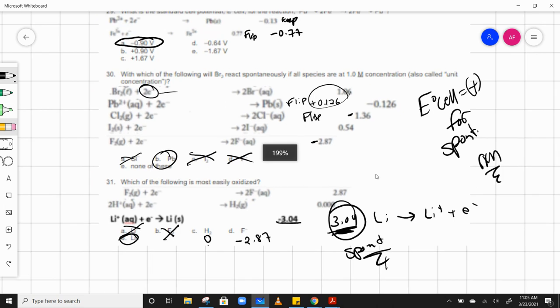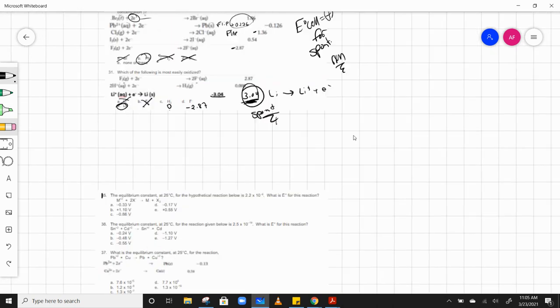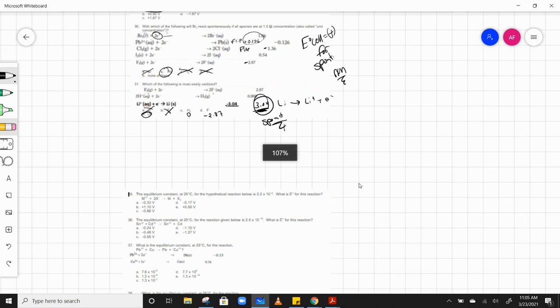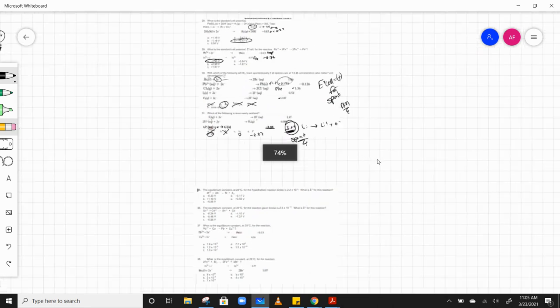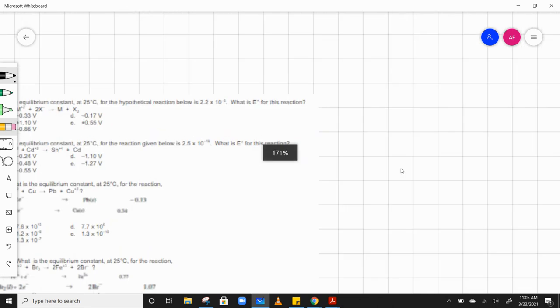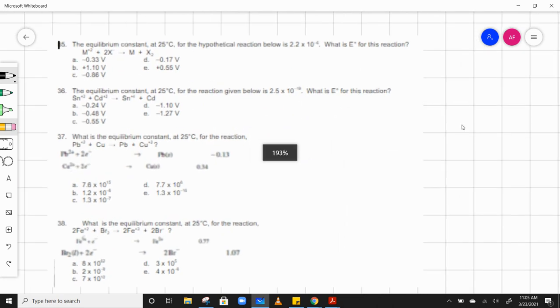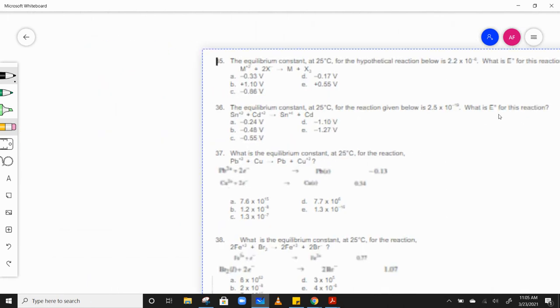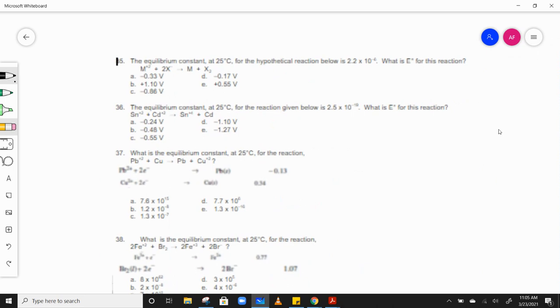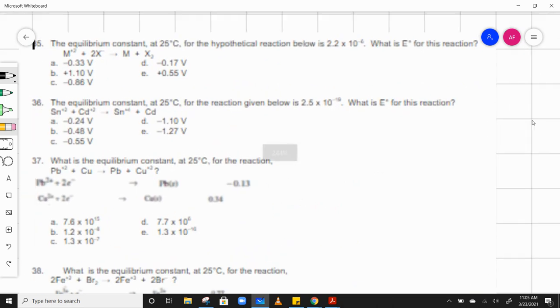Okay, next one, 32. Oh yeah, I forgot. 32 I crossed out. 32 is not on the AP exam anymore. I missed that one, so don't worry about 32. I totally forgot to get rid of that one. Get rid of it.